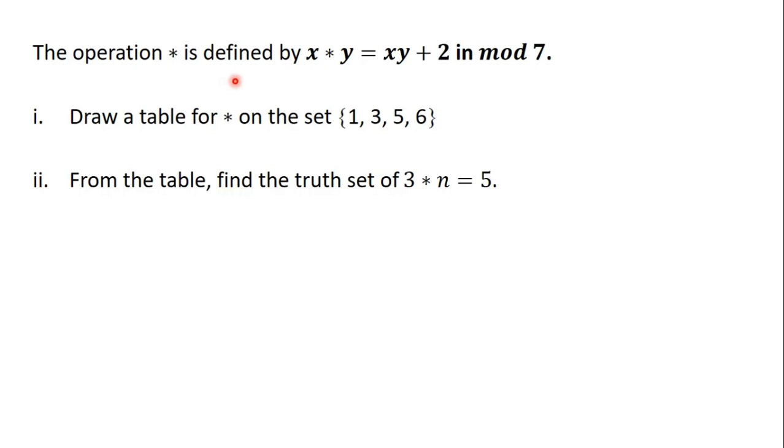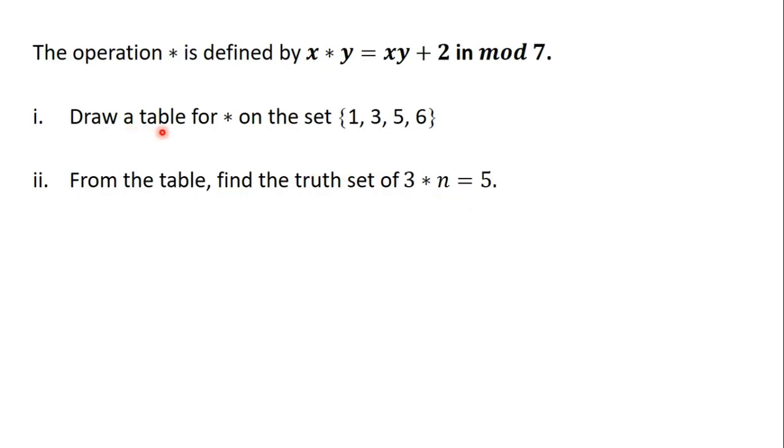So in this question, the operation star has been defined for us as x star y is equal to xy plus 2 in mod 7. We are being asked to draw a table for star on the set 1, 3, 5, 6. And after that, we will use our table to find the truth set of the equation 3 star n is equal to 5. We will solve the first part in this video. And in the next video, we will use the table that we will draw to find the truth set of 3 star n is equal to 5.